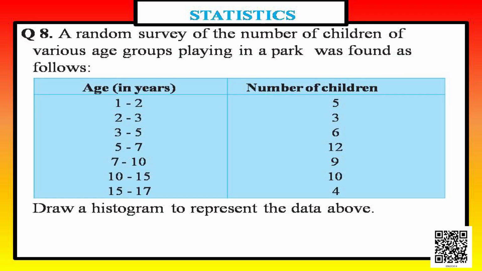Now let us discuss question number 8, which says that a random survey of the number of children of various age groups playing in a park was found as follows. The data was given to us in the form of a table. They have age in one column in years, which starts from 1 up to 17, and in the second column we have the number of children, which is our frequency. They are given as 5, 3, 6, 12, 9, 10, 4. And then they asked, draw a histogram to represent the data above. So let us solve it now.